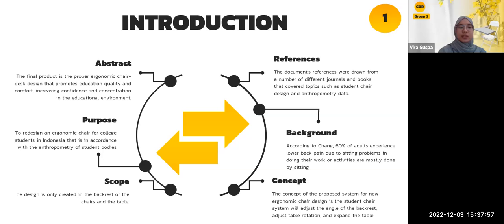The scope is that the project only covers the backrest of the chair and the table. The references of this project come from several journals and books that cover topics such as student chair design and anthropometry data. The background of this project comes from a journal from Chang's state that states 16% of adults experience lower back pain due to sitting problems, since their work or activities are mostly done by sitting. So the concept of this project is that the student chair system will adjust the angle of the backrest, adjust table rotation, and also expand the table.